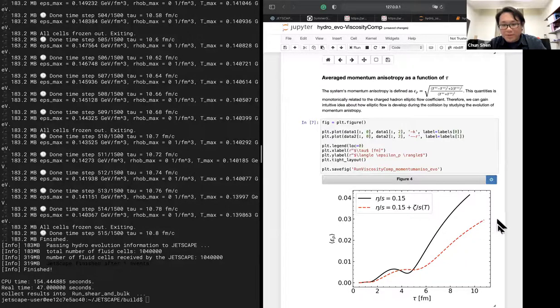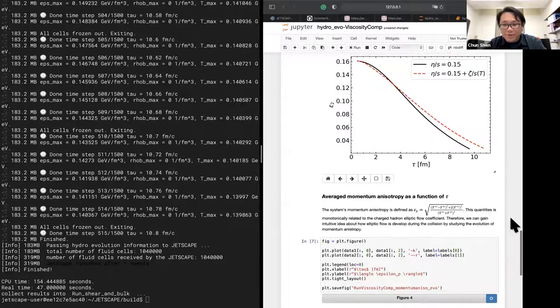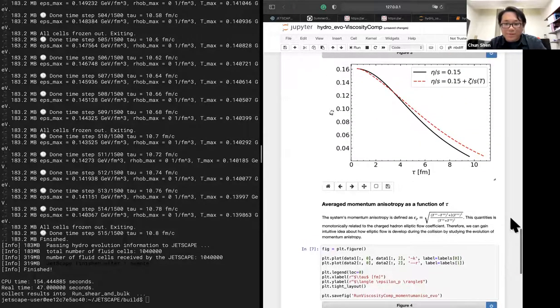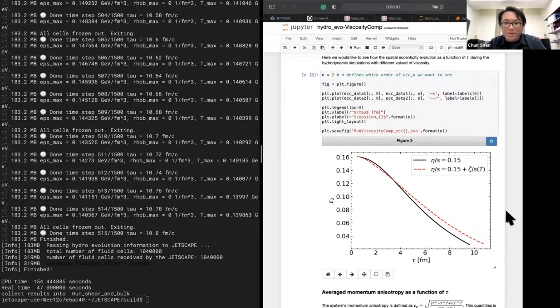I hope these four plots give you some intuition about the effects of bulk viscosity. But more importantly, I would like to stress that JETSCAPE is such a useful framework that you can run these simulations with different setups and then immediately make such comparison plots to get intuition. What will be the effects of this viscosity on your hydrodynamic evolution?